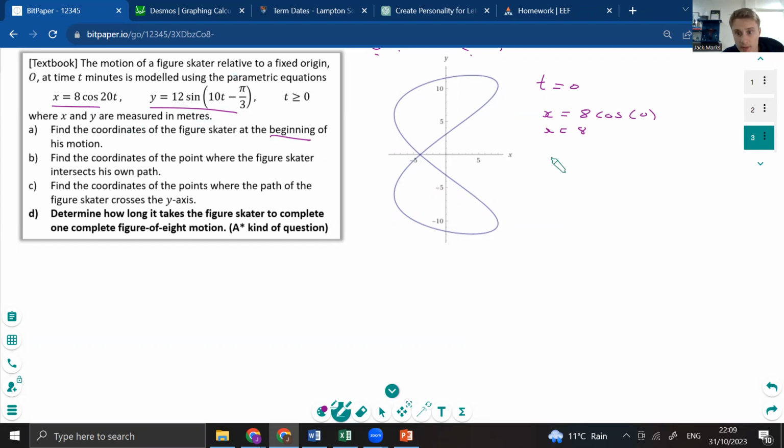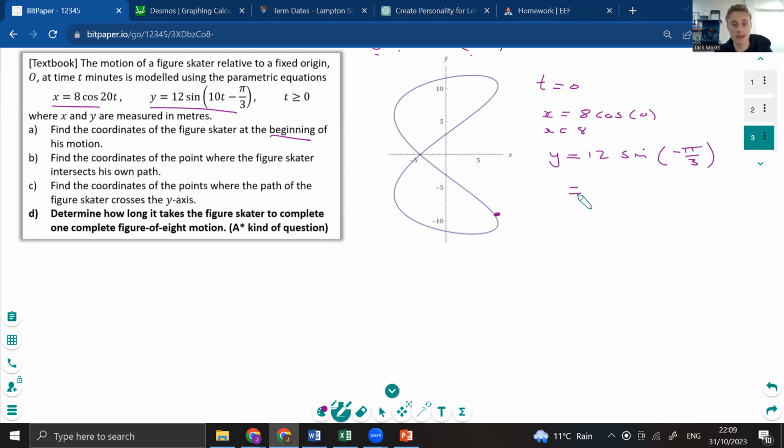Y. So do the same with y now. Y equals 12 sine of, so the 10t bit is 0. So sine, yeah. But there's that -pi/3 thing, so I need to watch out for that. So what's that? That's 60 degrees, which would be √3/2. So it's going to be -√3/2. So multiplied by 12, it's going to be this point here.